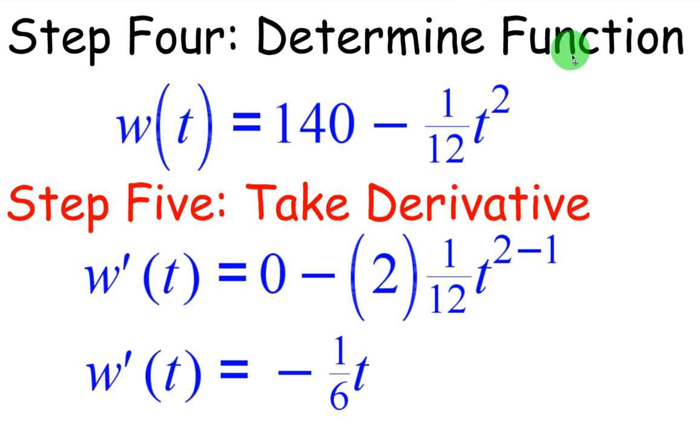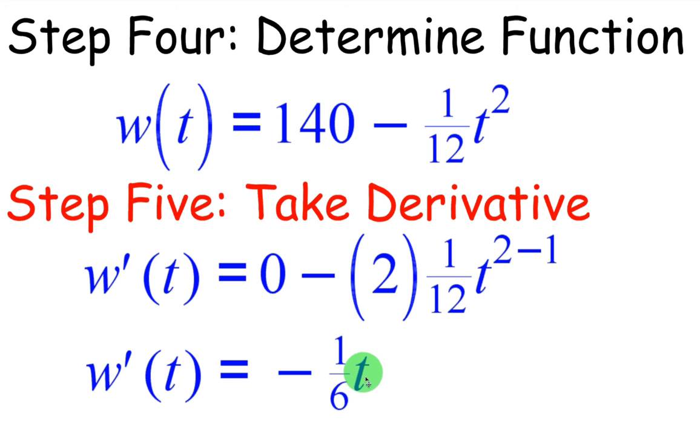Now you want to determine your function, which they gave you, and then take the derivative of that. We know the derivative of a constant is 0. So this is w prime of t, taking the derivative. Then we'll use the power rule to move the 2 down, subtract 1 from the exponent. Here's our w prime of t equation. Pretty simple, negative 1/6 t. So basically what this means is you plug in a t value.